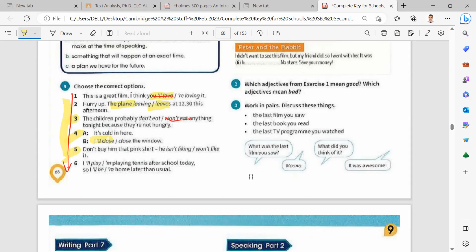Is he liking it? No. He won't like it. يعني ده احتمال مش هيعجبه. Don't buy him that pink shirt. He won't like it. طيب, the last question.